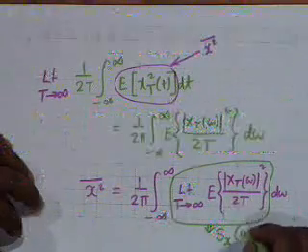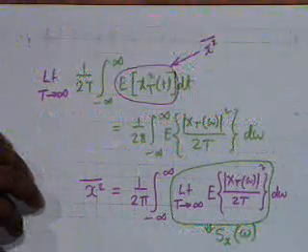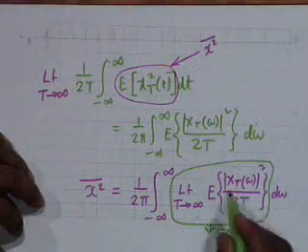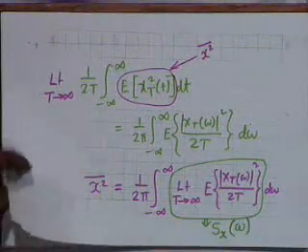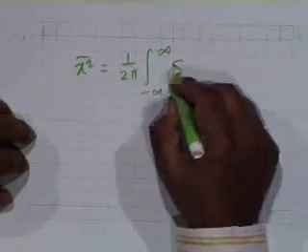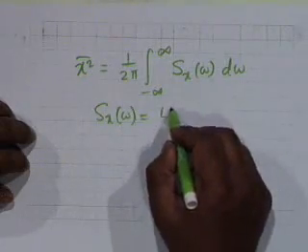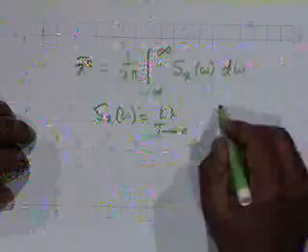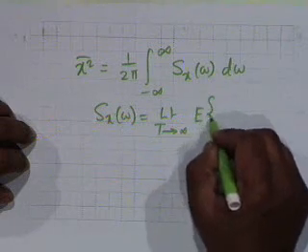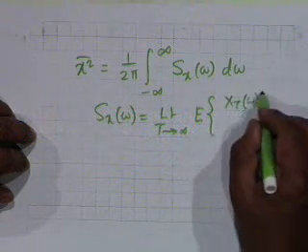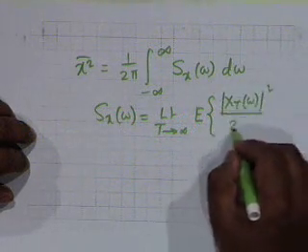All right. This quantity is given notation and the term that is used for it, let me write it again: 1 over 2 pi integral from minus infinity to infinity of S x of omega d omega, where S x of omega is the limit as t tends to infinity of the expected value of |X_T(omega)| squared divided by 2T. That's the definition of S x of omega.